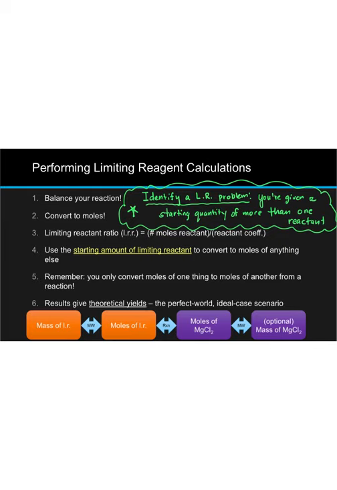A flow chart might look like this. We can convert from a mass of limiting reactant, if given one, to moles of a limiting reactant using a molar mass. From moles of our limiting reactant into moles of, say, a product. And, if needed, from moles of a product into mass of a product. Let's do a specific example and determine a theoretical yield.